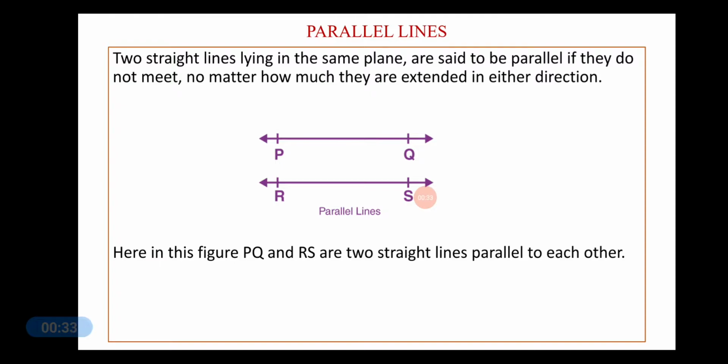Here in this figure you can see that there are two straight lines, PQ and RS. PQ is a straight line, RS is also a straight line, and they are lying on the same plane. But what is the speciality of these two lines? Now these two lines are placed in such a way that if you extend them in both the directions, these two lines will never meet. So we call this line PQ and line RS parallel lines. So in this figure you have got PQ and RS, two straight lines which are parallel to each other.